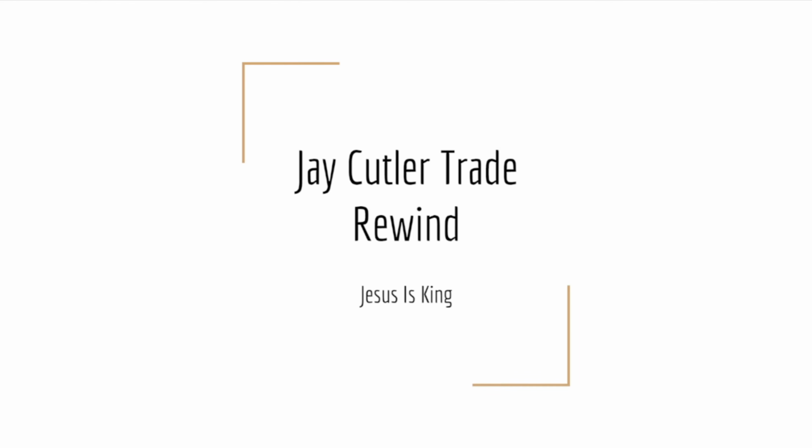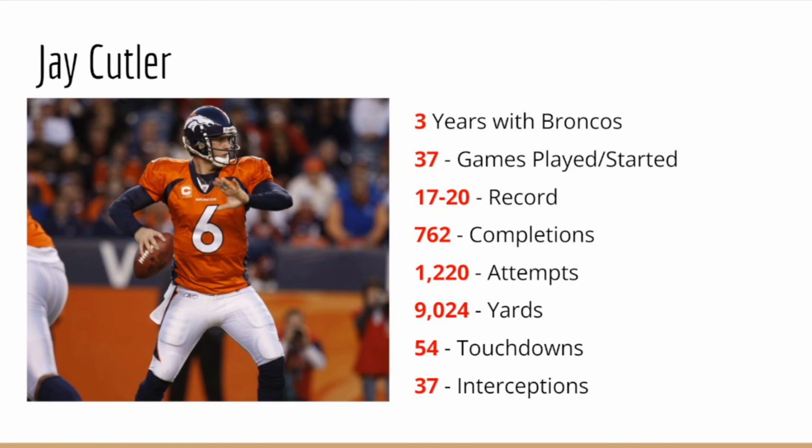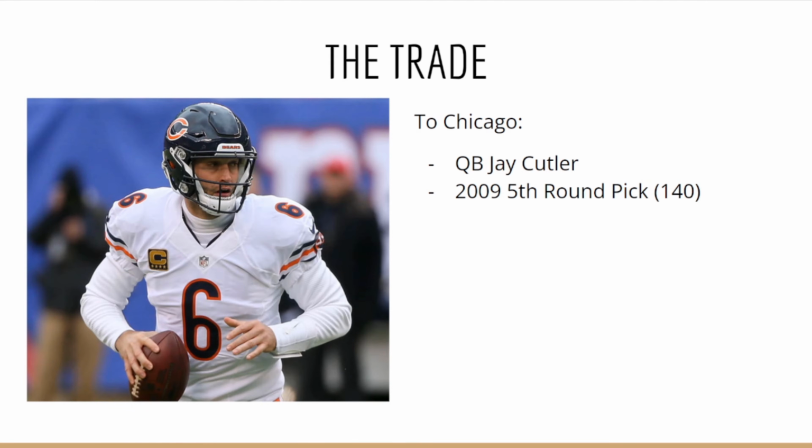Now, let's jump into this trade rewind. As I mentioned, we drafted Jay Cutler back in 2006 with the hopes of him being our franchise quarterback. He only played 3 seasons with the Broncos, and in those 3 seasons, he played and started all 37 of those games. He ended up having a record of 17-20, throwing 762 completions on 1,220 attempts. He threw for 9,024 yards with 54 touchdowns to 37 interceptions. Now, he would request a trade, and eventually he would be traded. And here's what the trade looked like.